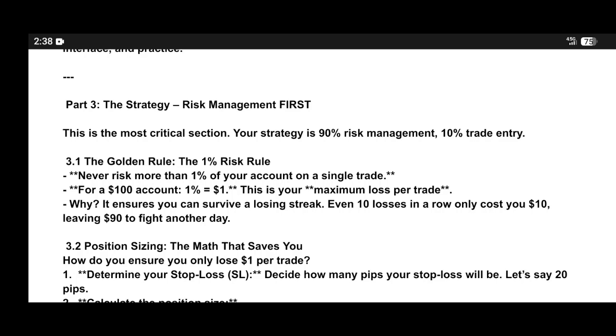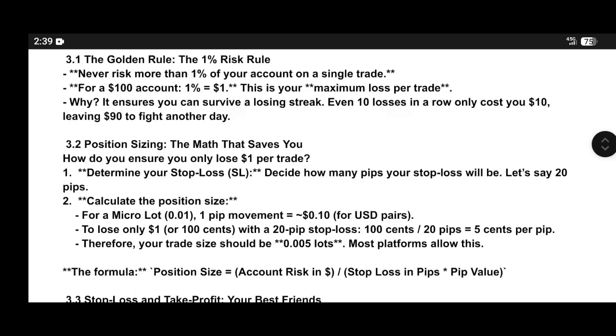For a $100 account, 1% is equal to $1. This is your maximum loss per trade. Why? It ensures that you can survive a losing trade. Even 10 losses in a row only cost you $10, leaving you $90 to fight another day. Are you getting me? Then we have position sizing, the math that saves you.